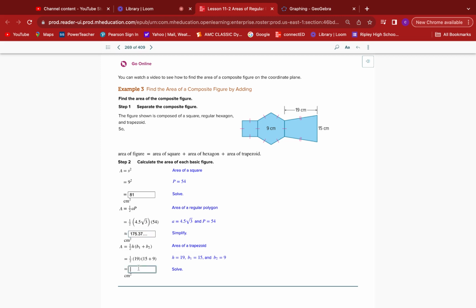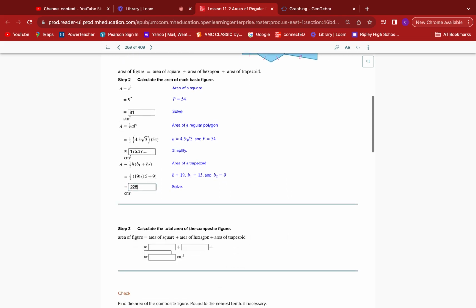All right, area of the trapezoid. The formula is 1/2 the height, which is your 19, times the bases added together, which is 15 and the 9. And they were nice enough to do this for us. So I'm just going to grab my calculator and put in the numbers. And I got 228. All right, add them all together.